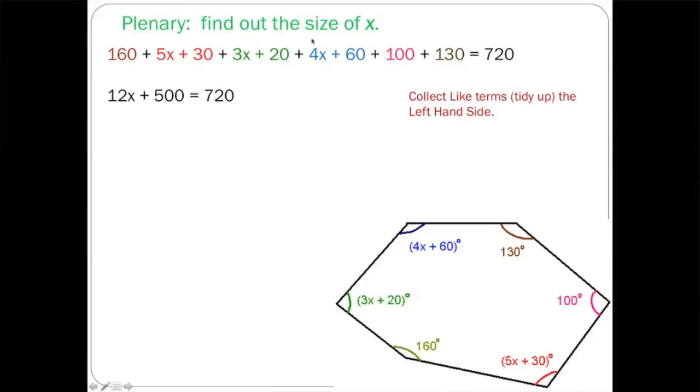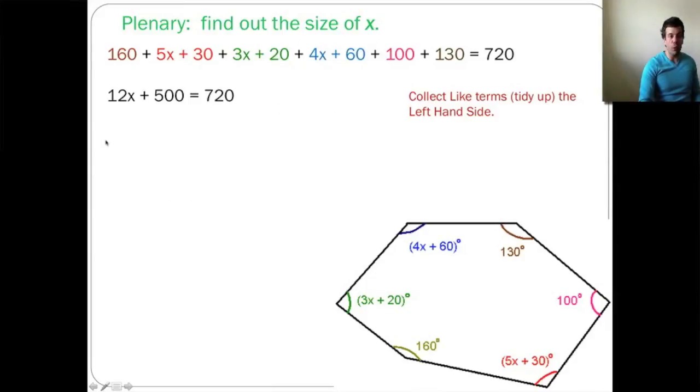Remember, we want to find out x, so we want to get rid of everything else around x to the left hand side, to the right hand side rather. Start with the most distance away. 500 is further away visually than 12. Let's get rid of 500. The opposite of plus is take away. But remember, take 500 from both sides.